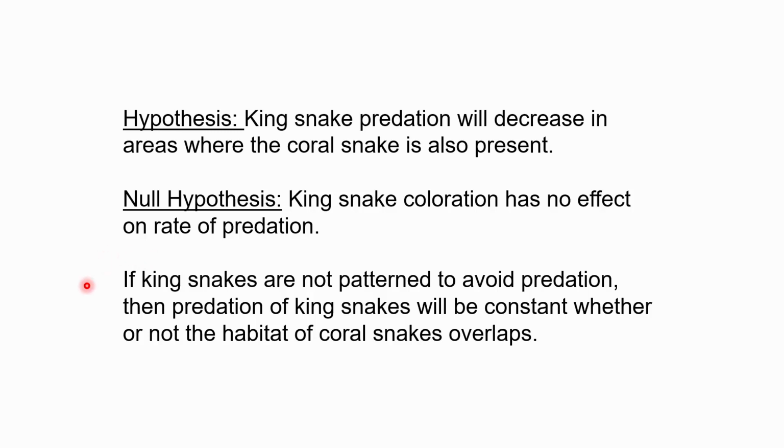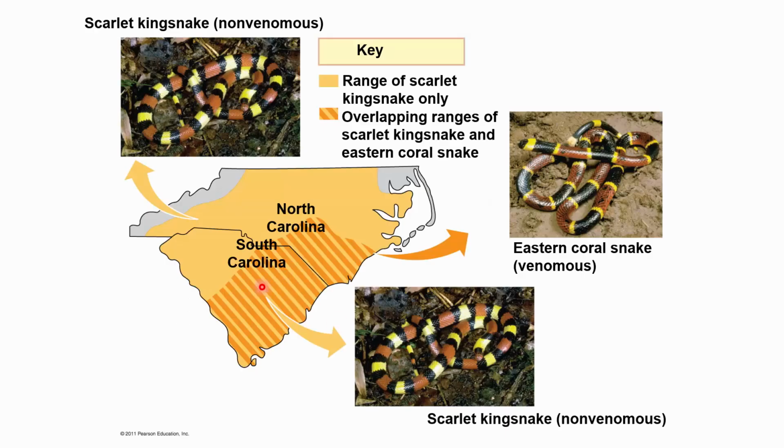So our if-then statement to test the hypotheses: if king snakes are not patterned to avoid predation, then predation of king snakes will be constant, whether or not the habitat of the coral snakes overlaps. So the idea is that the predation rate of the scarlet king snake will be constant, whether we're talking about an area where there is no eastern coral snake overlap or where there is.